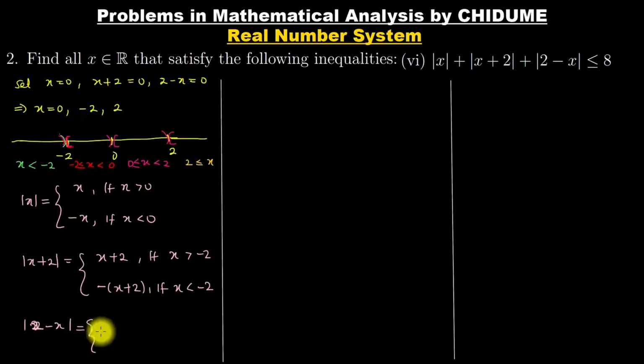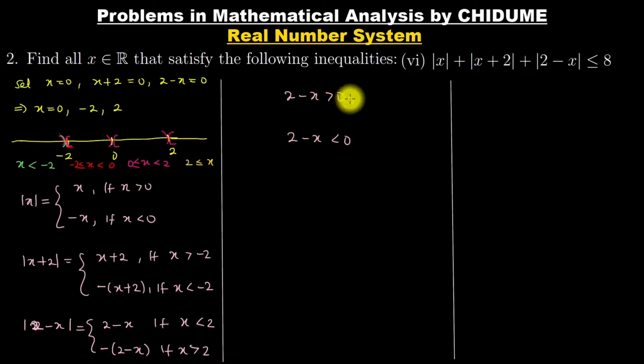This is going to be 2 minus x, if 2 minus x is greater than 0, which is still the same thing as if 2 is greater than x, or you can write it as if x is less than 2. And it's going to be negative of 2 minus x, if x is greater than 2. Okay, now let me try to explain this part to you guys. The condition that's supposed to be here is if 2 minus x is greater than 0, and here if 2 minus x is less than 0.